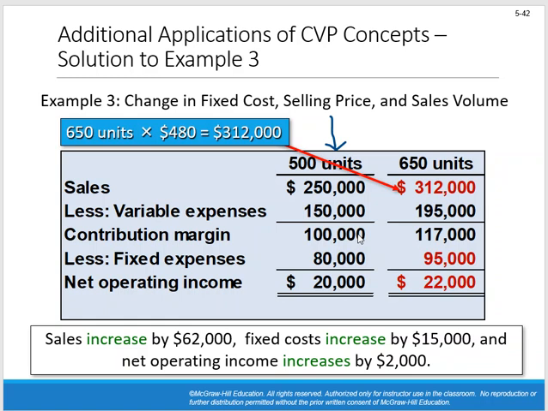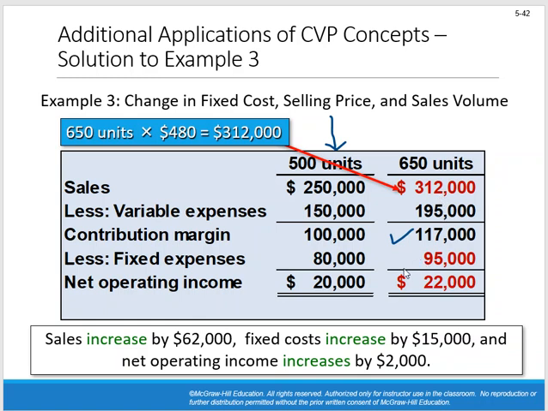So another way that we could get that is we could just take our CM per unit. It used to be 200 per unit, but then our selling price went down by $20. So now our new CM per unit is 180. And if we take 650 units times 180, we should get 117,000. So if you want, you can just skip straight to this point without doing sales minus variable.